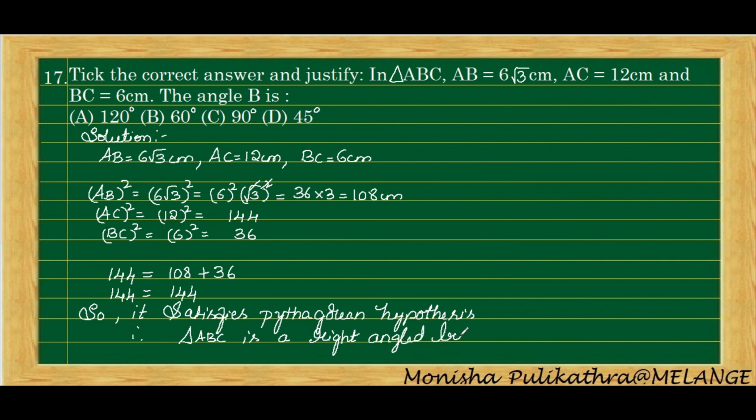If it is a right angle triangle, then what is angle C? Angle C should be 90 degrees, right? So therefore, angle B should be 90 degrees. Therefore, angle B is equal to 90 degrees. So this was the last question of this session, and the triangle chapter has been completed.